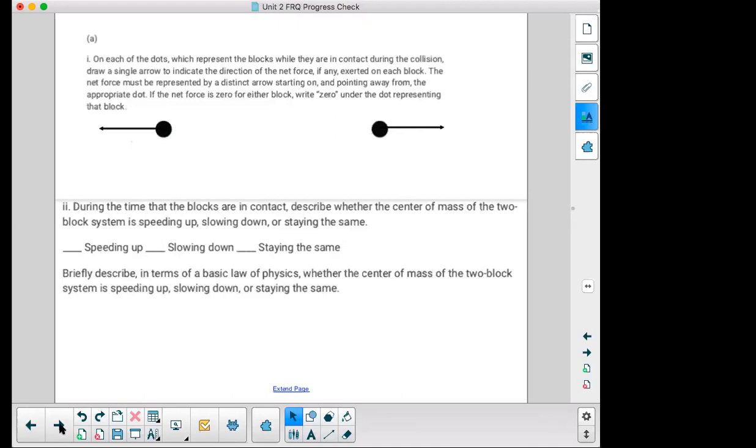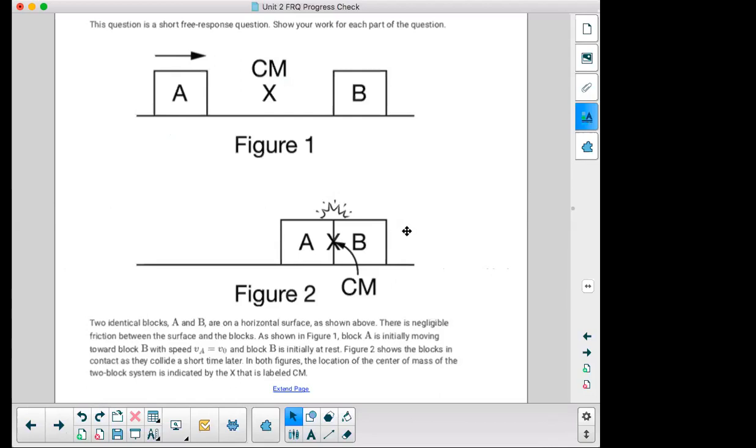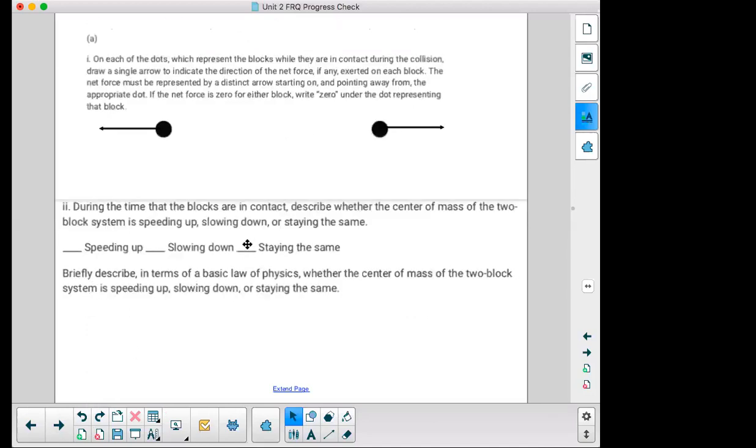While things are in contact with each other, do you know what could cause their center of mass to change? It would be external forces. If some big old hand came from the outside and gave them a push, then there'd be an external force messing this up. And at that instant, the center of mass would be moving off to the left if it got hit to the left by a hand or something like that. But if there are no external forces, then A pushes B, B pushes equally back on A, and if they start going away from each other after the collision, the center of mass stays right between them. So here, you would say the center of mass stays the same.